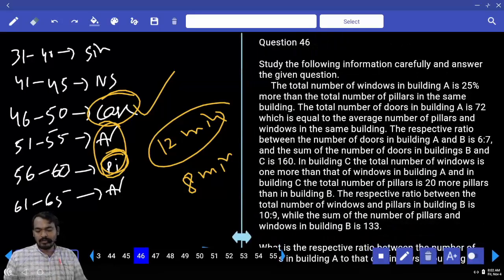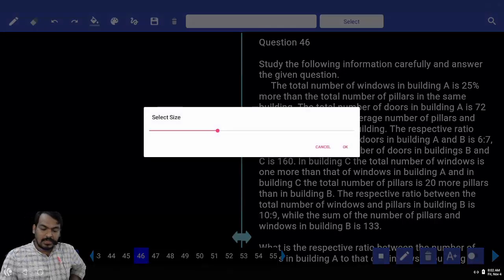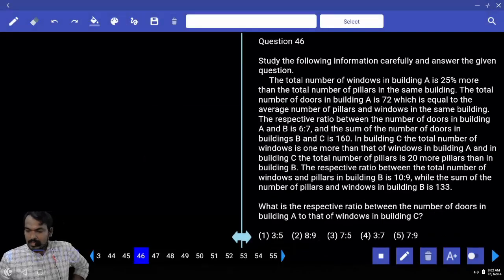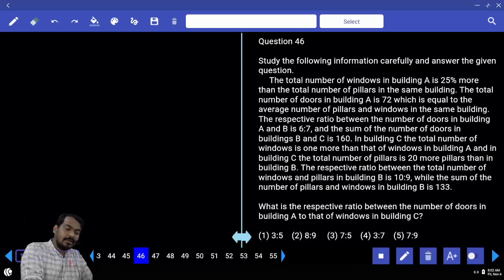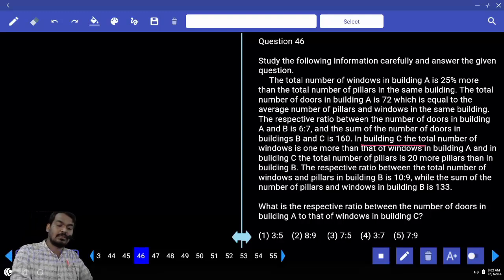Next question number 46. The total number of windows in building A is 25% more than which one? The total number of pillars in the same building. And the total number of doors in building A is how much? 72. Building A, second one building B, and one more building C. Total how many buildings are there? 3 buildings: A, B and C.